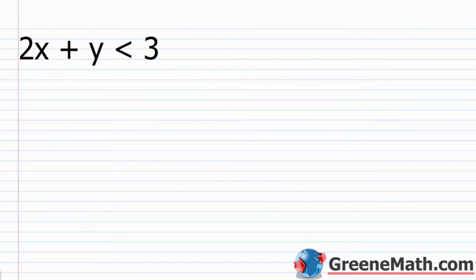Let's start out with the first example. We have 2x plus y is less than 3. The first thing I want to call your attention to is that this is a strict inequality. That tells me that my boundary line is not going to be part of the solution.